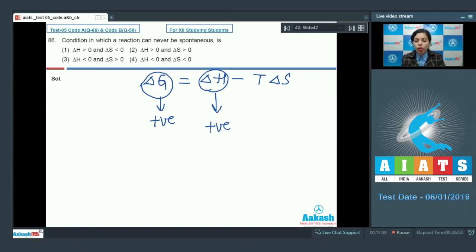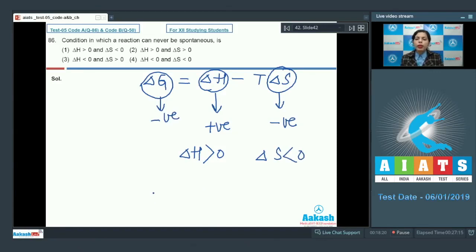It means an endothermic process, and this delta S becomes negative. It means if this delta H value is more than 0 and this delta S value is less than 0, then in that particular case delta G becomes negative at all temperatures. That's why we'll choose that option in which this condition is given. Let's check where this is given. Here in option 1, and that's why this is the correct answer.